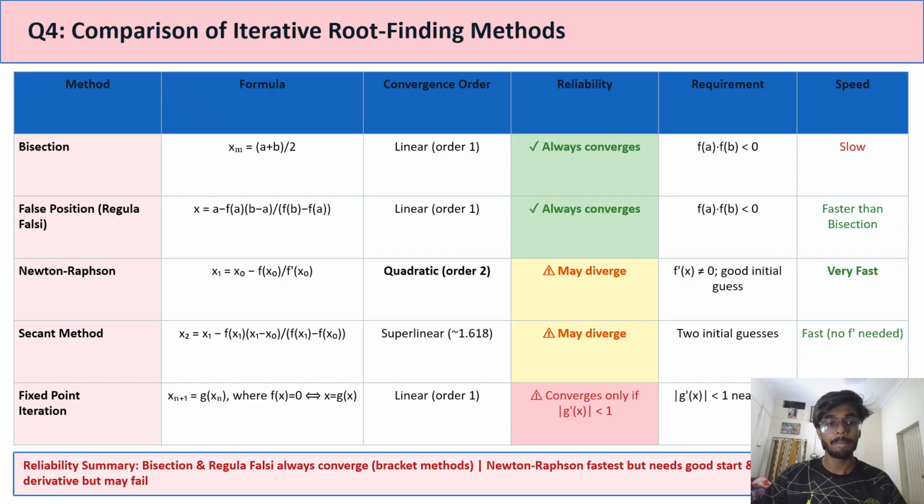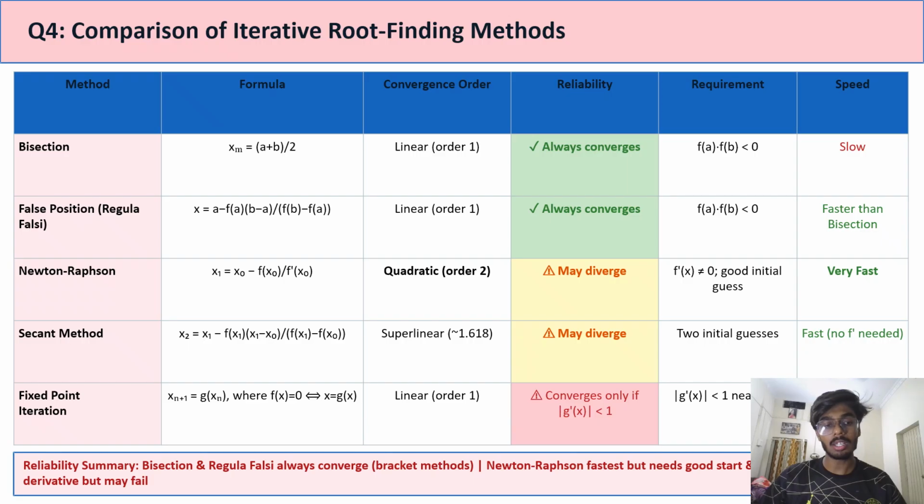Then we have the Newton-Raphson method. It follows quadratic order of convergence, order 2, given by x1 equals x0 minus f of x0 divided by f dash of x0. Here f dash of x0 is the derivative of f of x. It may diverge, it may not; it's not guaranteed. If our initial guess is good, then we will definitely get the root of the polynomial very fast. But if the initial guess is wrong, it may diverge and not find the root of the polynomial.